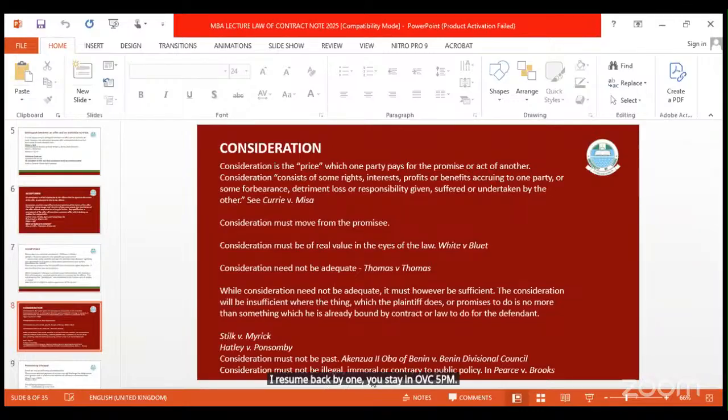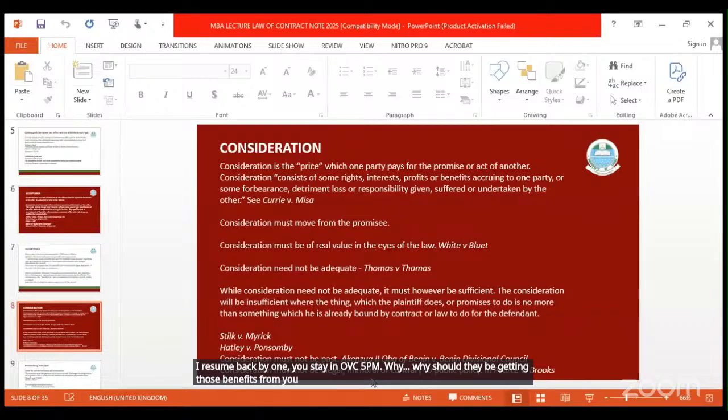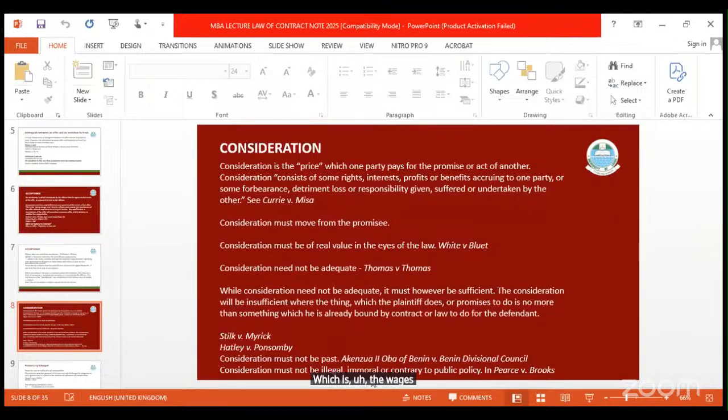Why should they be getting those benefits from you? Because they have furnished consideration to it, which is what? Which is the wages they are paying. So in contracts, that's why they define that it can be in any form. It can be a detriment, it could be a benefit, it could be a loss, it could be a responsibility or taking. So it's so wide.